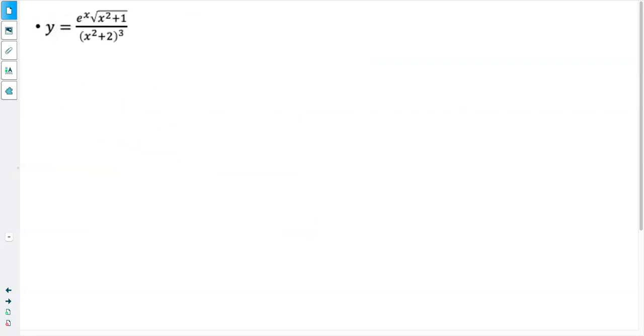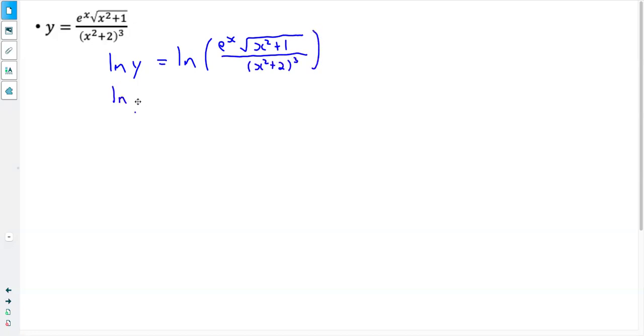Okay, next example, we have one that's a bit more complex. So we have y equals e to the x times the square root of x squared plus 1 over x squared plus 2 cubed, and we want to differentiate this. So we'll start by taking the natural logarithm of both sides. So we've got the natural logarithm of y is equal to natural logarithm of e to the x times the square root of x squared plus 1 over x squared plus 2 cubed.